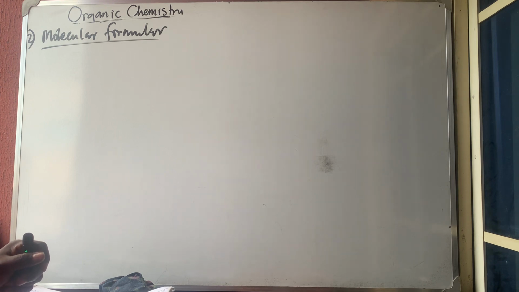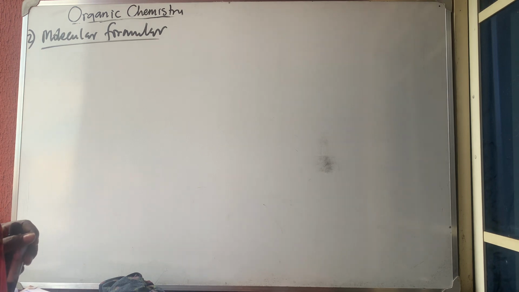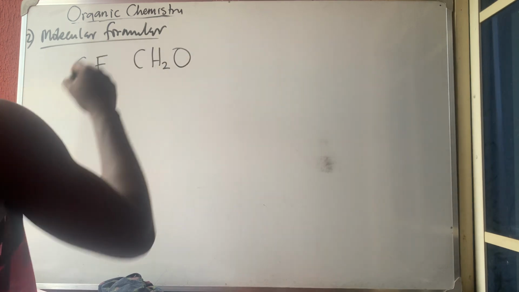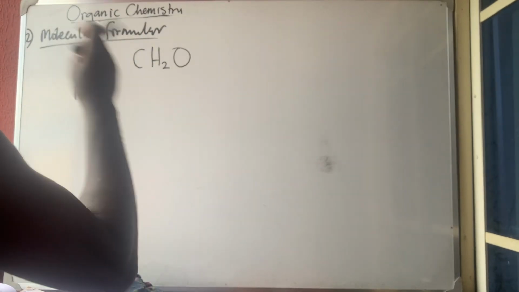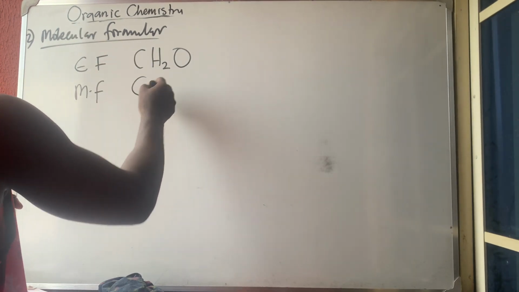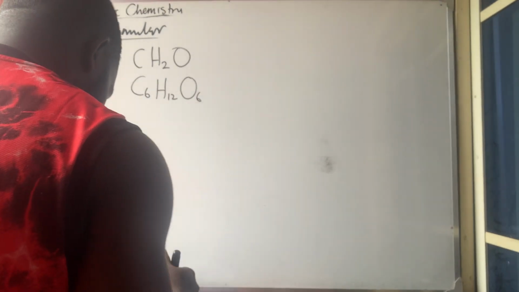For example, a molecule of glucose contains 6 carbon, 12 hydrogen and 6 oxygen. The molecular formula for glucose is C6H12O6, while the empirical formula is simply CH2O. The empirical formula is the simplest, divided to the least, but the molecular formula will tell you the exact number of atoms there: 6 carbon, C6, 12 hydrogen, H12, and 6 oxygen.